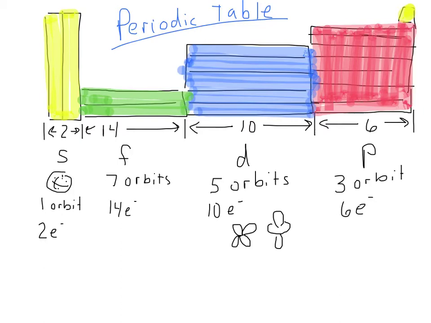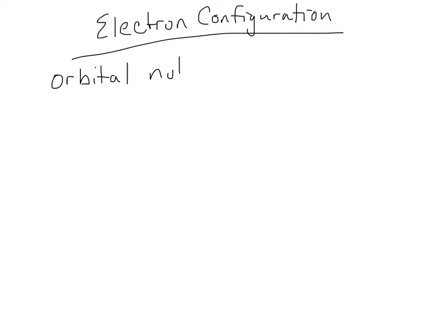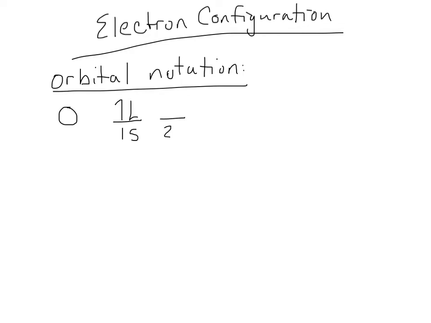Okay, we then learned how to do electron configuration. Before we did electron configuration, we actually did something called orbital notation. And if you have your periodic table near you, then you can do this with me. I didn't have my periodic table at home, so I'm going to be doing this from memory. So say that we had oxygen, and we wanted to do the orbital notation for oxygen. We always start with hydrogen, and hydrogen starts in the 1s, and there's one orbit, and we go up for hydrogen and down for helium.